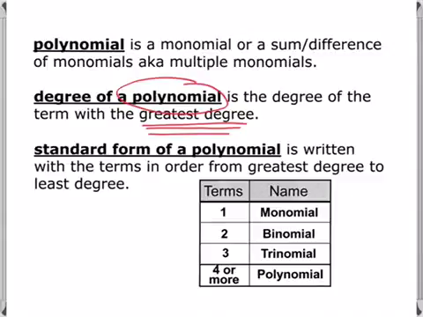The standard form of a polynomial is written with the terms in order from greatest degree to least degree. And then this chart just shows us a box of how we name polynomials. If there's only one term, it's a monomial. If there's two, it's a binomial. Three is a trinomial. And then four or more is automatically designated as the generic term polynomial.